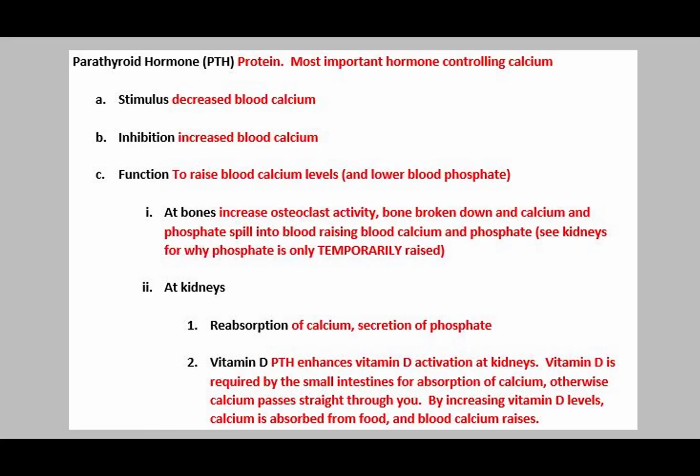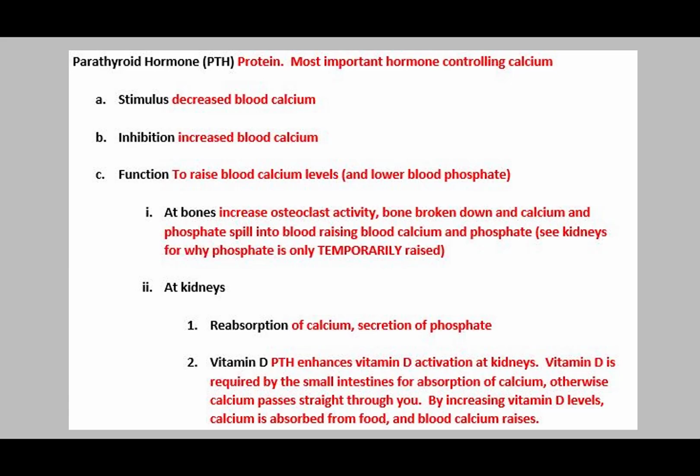So parathyroid glands release parathyroid hormone. Easy enough to remember. Parathyroid hormone, or PTH. Parathyroid hormone is a protein. It's the most important hormone controlling blood calcium.